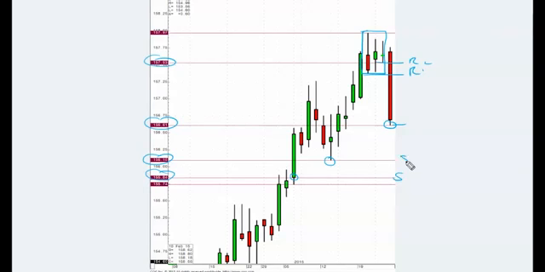So we've got support, support, support in these areas, and then further down, I'm not going to go through those areas, but in the near term, these are the areas I'm looking at specifically, and the high, with the recent all-time highs at 157.97. Right. So let's move on.